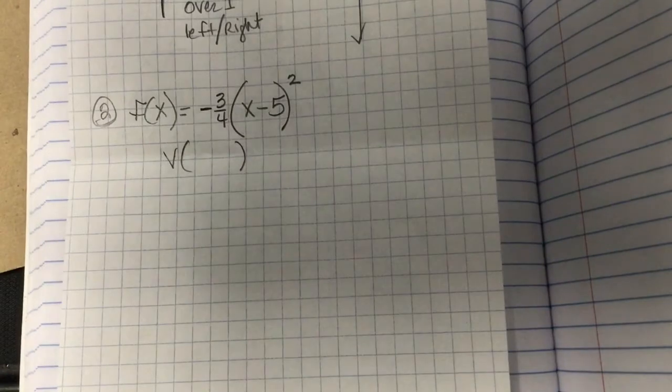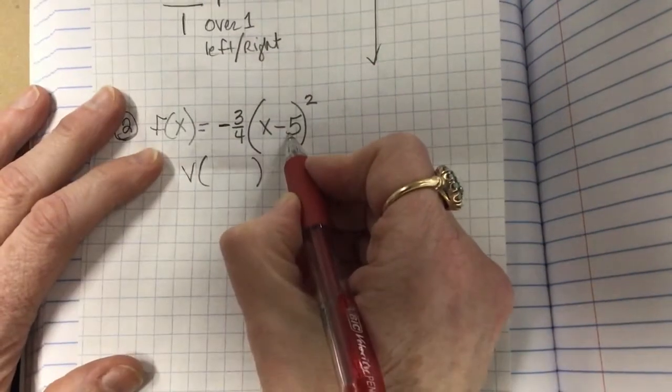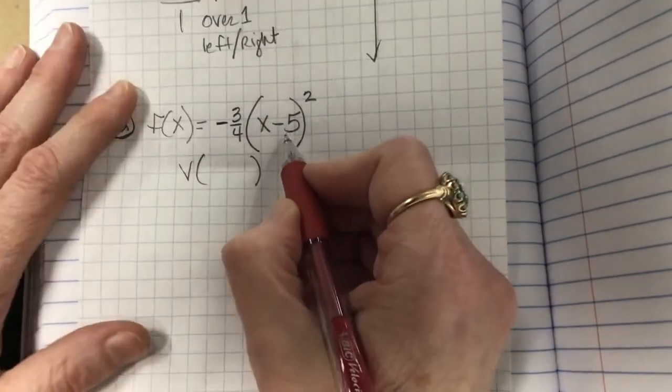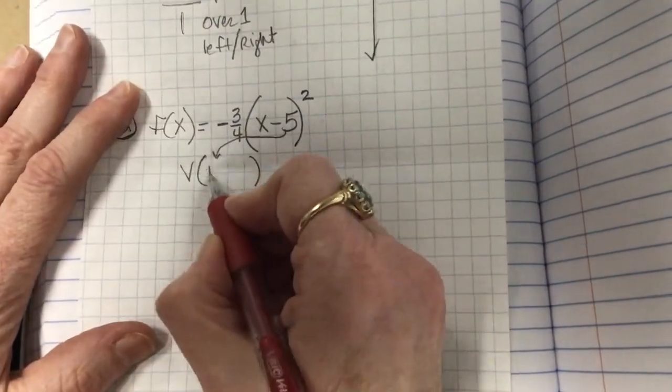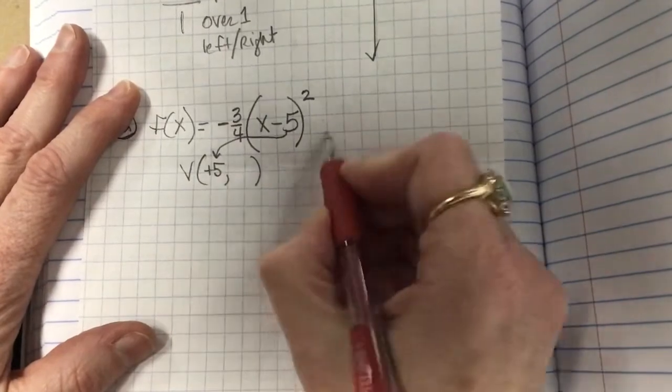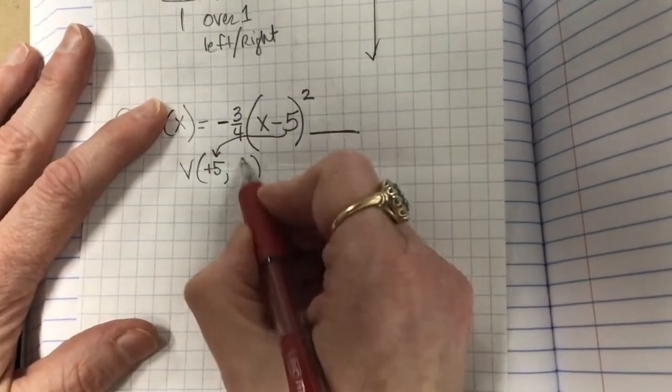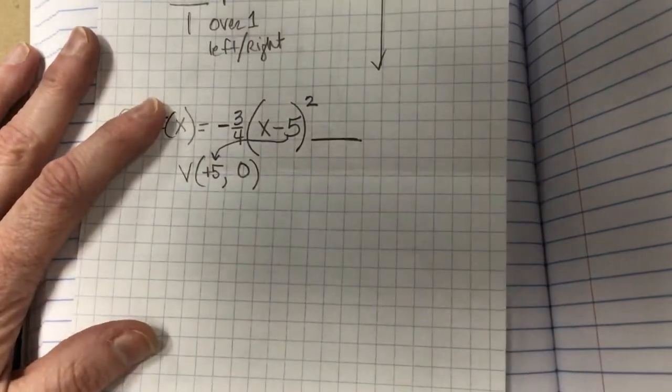Vertex. I like to do my vertex first because that kind of gives me an idea of what my graph needs to look like. So I look at what's inside here, and so my x gives you the x, y gives you the y when you have them in parentheses. So here it's going to be opposite, +5. Now, what is there when there's nothing there? 0. And it's just 0. It's neither positive or negative.